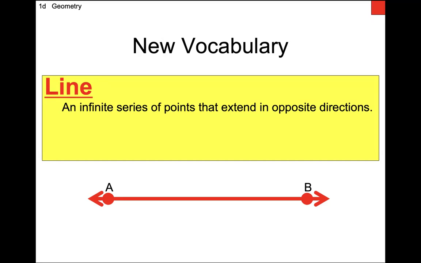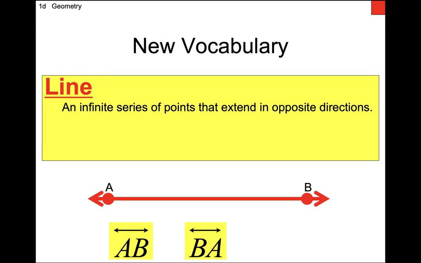There are no endpoints. So here's the deal. Lines are named by any 2 points on the line. So for instance, this here is line AB. It's not a segment, so notice the symbol. The symbol is a line with arrows, or line BA.